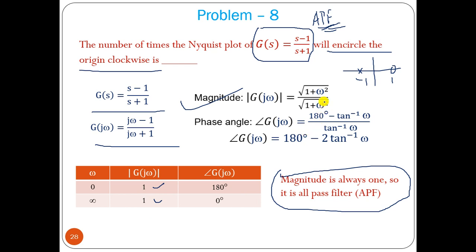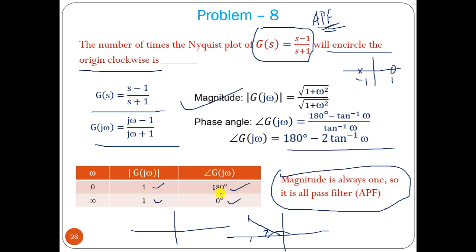And what will the angle be? This is s - 1, so it will be -1 plus j, so this is in the second quadrant. So it will be 180 degrees minus tan inverse omega by 1, so it will be 180 degrees minus twice tan inverse omega. So if we put omega equal to 0, it should be 180 degrees, and omega equal to infinity, it should be 0. So the plot will be something like this.